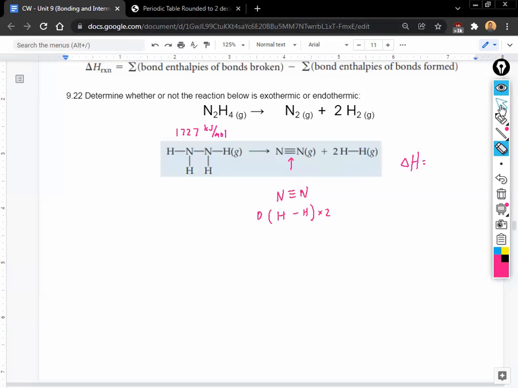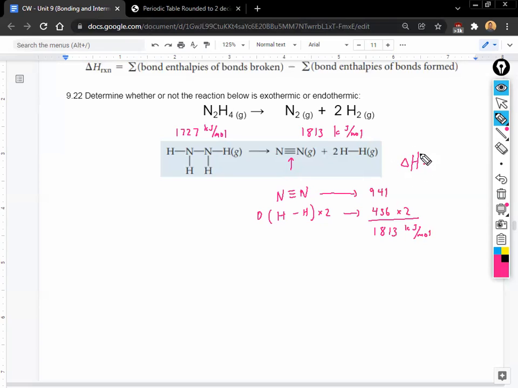Okay, so we're going to go back up to the table, and I want you guys to tell me what the values are. What is the enthalpy for a nitrogen triple bond? Yeah, we got 941. And then we already did hydrogen, right? Or we didn't do hydrogen. What's hydrogen? Yeah, we got 436, and then we have to multiply that by 2. So the total amount of energy that it takes to form this is going to be 1813 kilojoules per mole. So the energy it takes to form all of this is 1813 kilojoules per mole. Any questions?